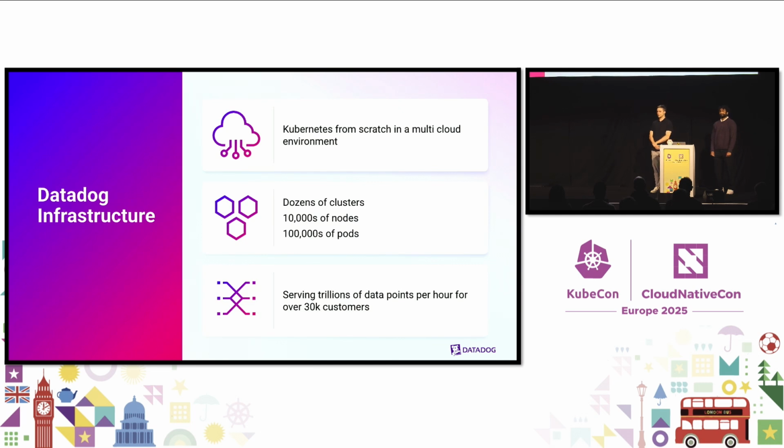So first, a bit about Datadog. We run Kubernetes from scratch in a multi-cloud environment. We run across dozens of clusters with tens of thousands of nodes and hundreds of thousands of pods. And within this infrastructure, we serve trillions of data points per hour for over 30,000 customers.